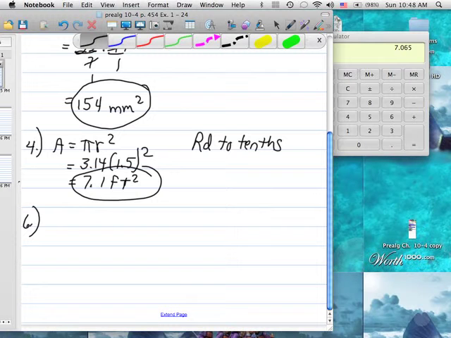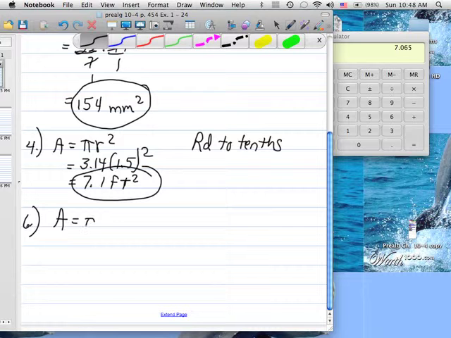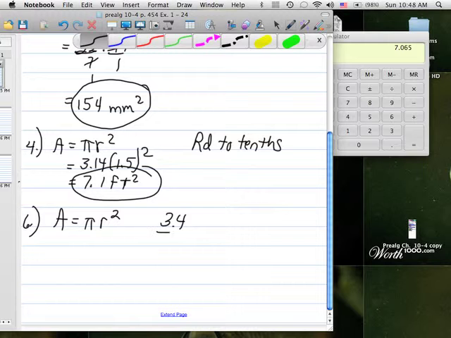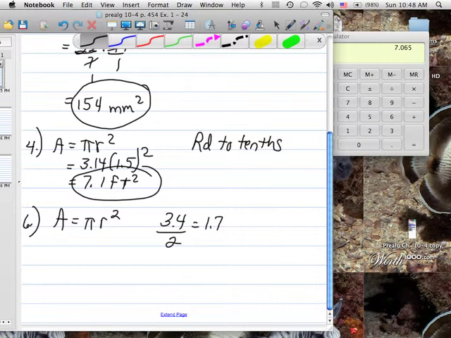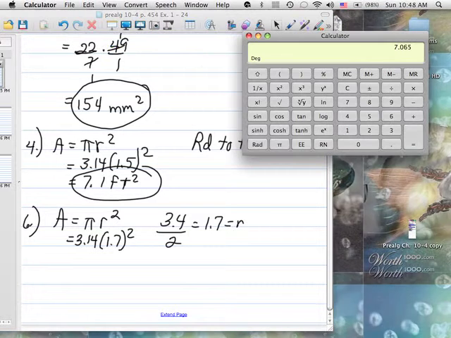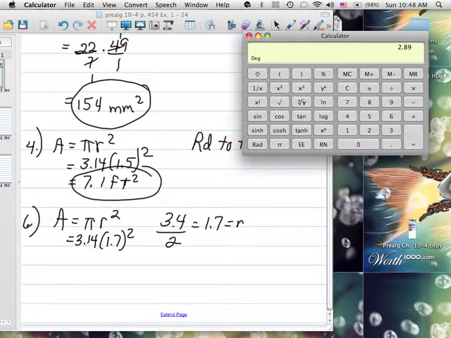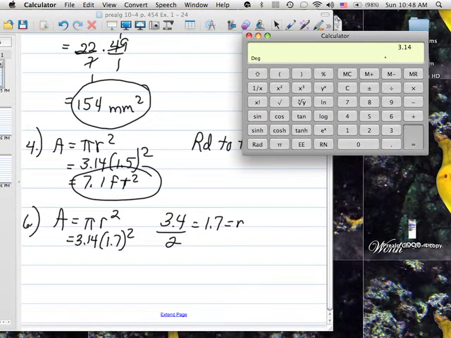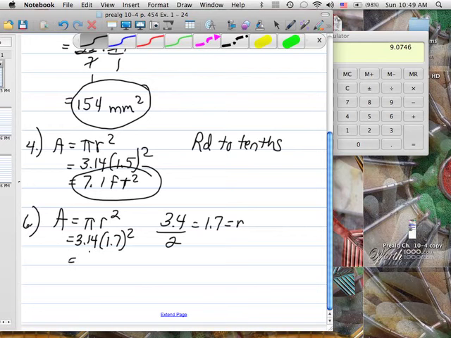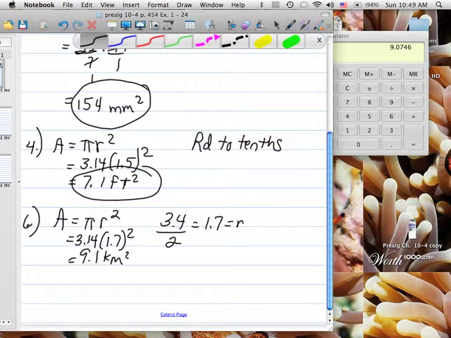Problem number 6, they give you the diameter is 3.4. That's not divisible by 7, so we'll use 3.14 for pi. We've got to find the radius, so take 3.4 and divide it by 2. That's 1.7 equals the radius. So it's 3.14 times 1.7 squared. 1.7, square it, times it by 3.14, and we get 9.0746, which will round to 9.1, and it's kilometers squared.